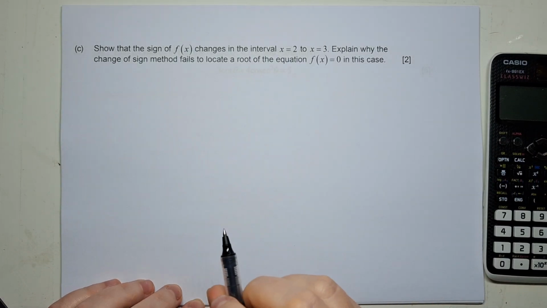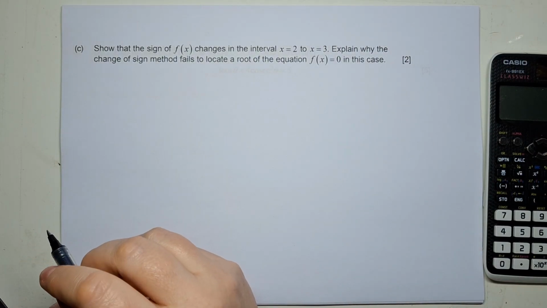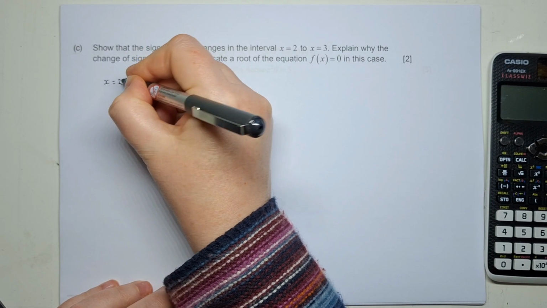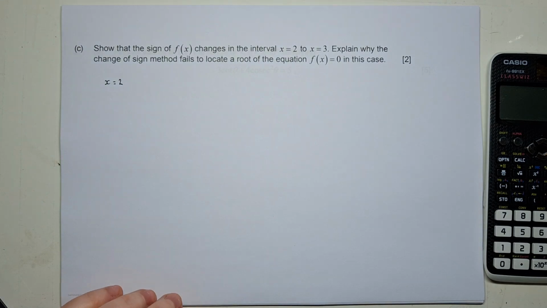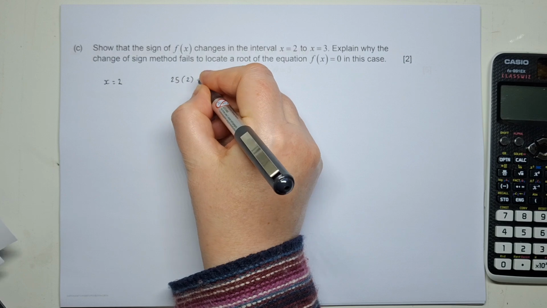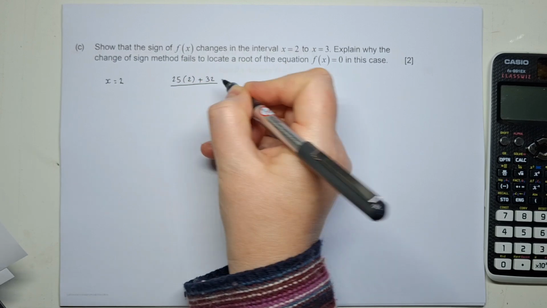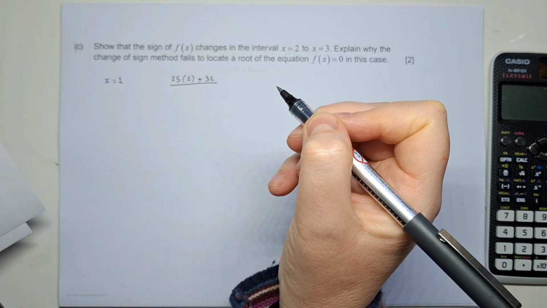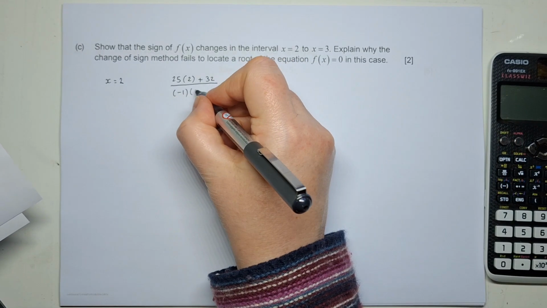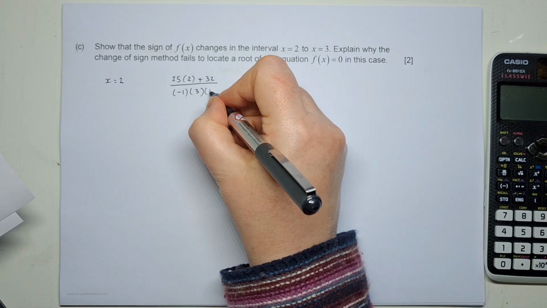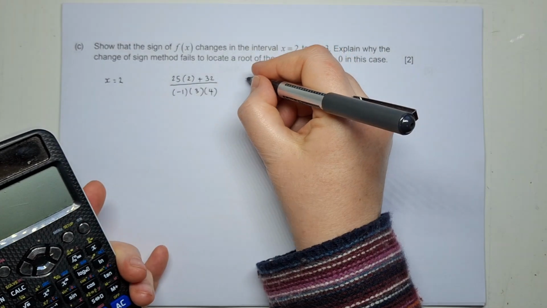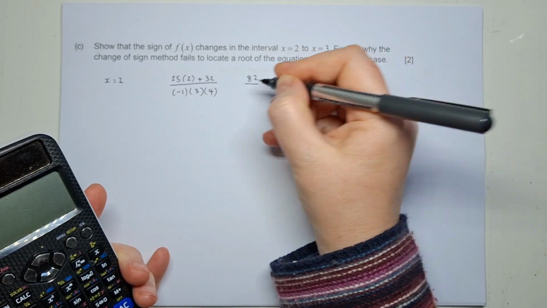Part C. Show that the sign of f of x changes in the interval x is 2 to x is 3. So what you do is you substitute in x is 2 into your function. 25 times 2 plus 32, or you can sub it into your partial fractions as well if you prefer. 2 times 2 minus 5 is minus 1. 2 plus 1 is 3, and 2 plus 2 is 4. So your function becomes 50 plus 32, 82 over minus 12.